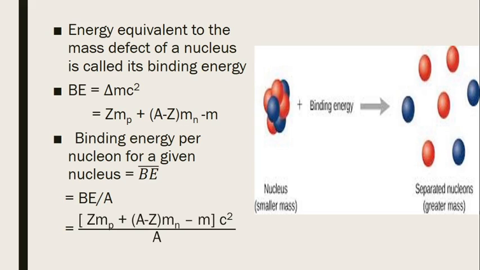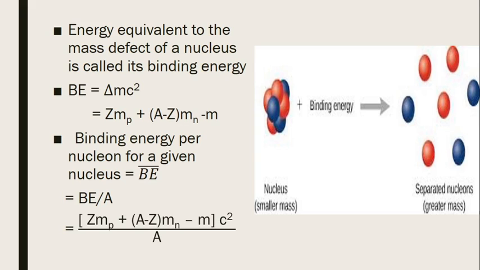You can see the figure where there is a nucleus and its separated nucleons having greater mass than the stable nucleus. So we can write binding energy as mc square itself. But here m is delta m, the mass defect. So delta m into c square. Sorry, I have forgotten to write the c square there. So (Zmp plus (A minus Z) Mn minus M) into c square must be there. So that is the equation for binding energy.